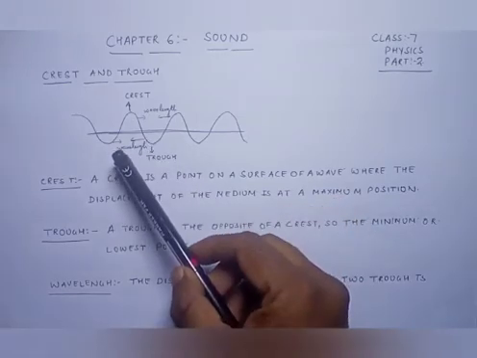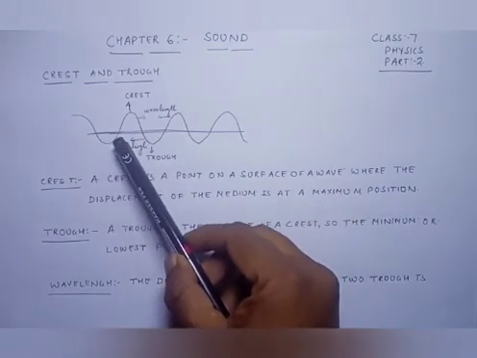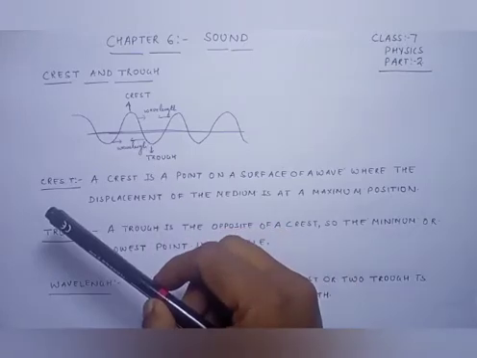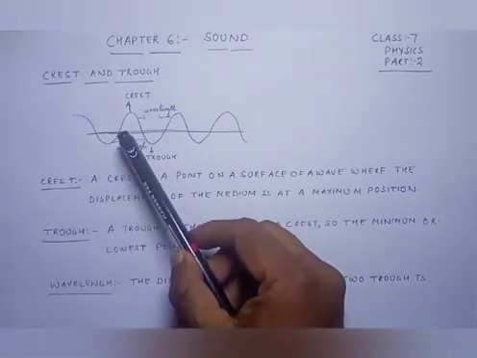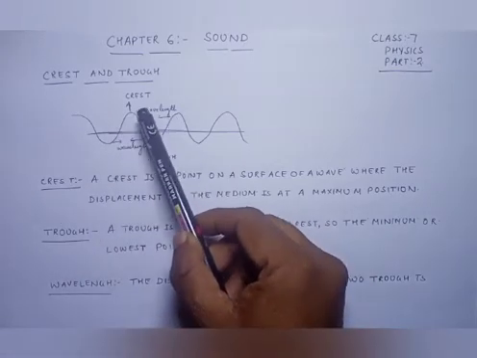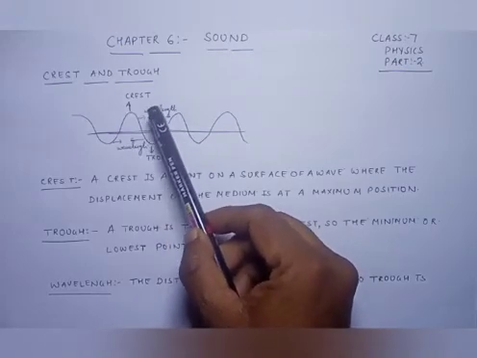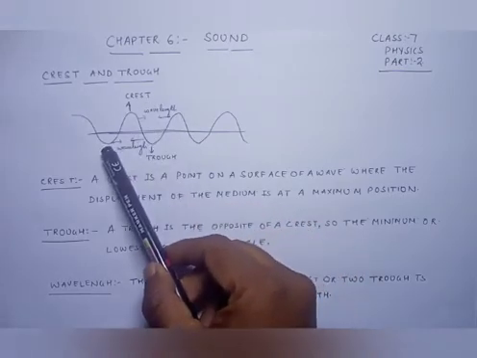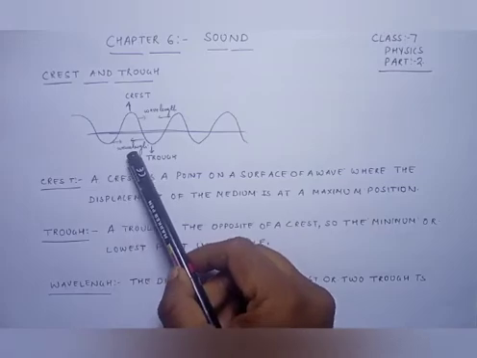And the distance between two crests or two troughs is called wavelength. So over here you can see two crests. The distance between two crests is called wavelength, and the distance between two troughs is called wavelength.